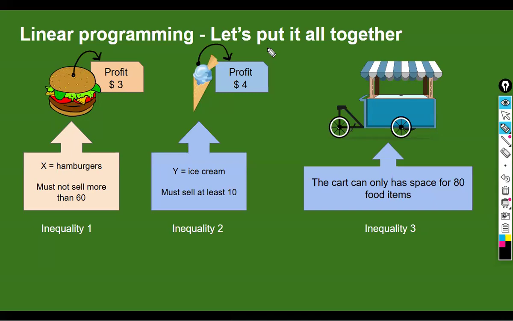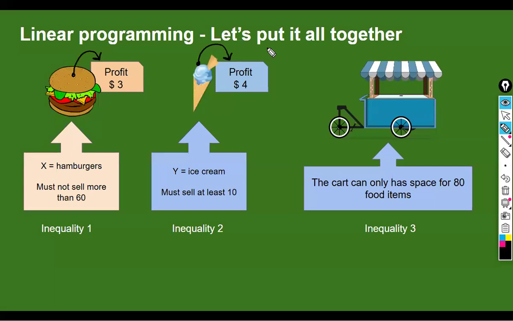Now I know what you're saying. We want to make maximum profit, so why not just aim for the stars? Why not aim to sell 1,000,000 burgers every day, and try to sell 2 million ice creams every day? And by the end of the day, we're going to be millionaires. Sounds like a really not thought through plan, right?